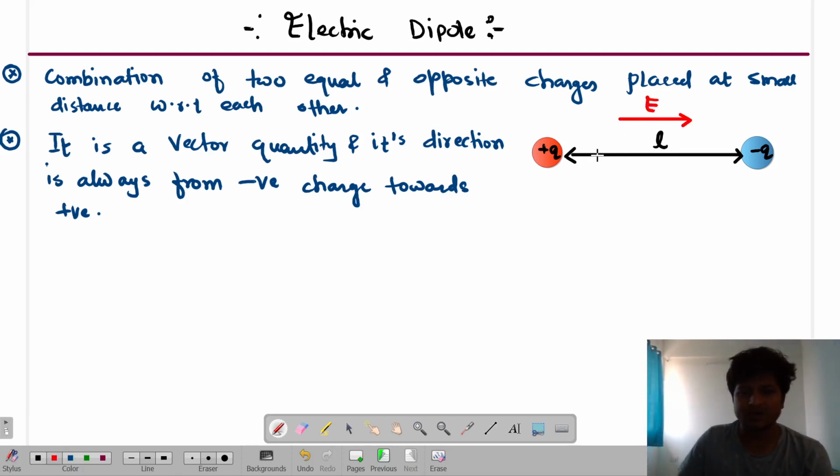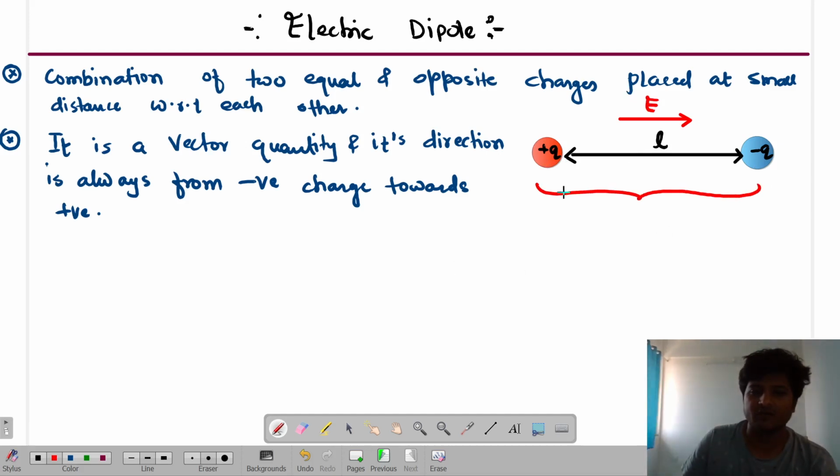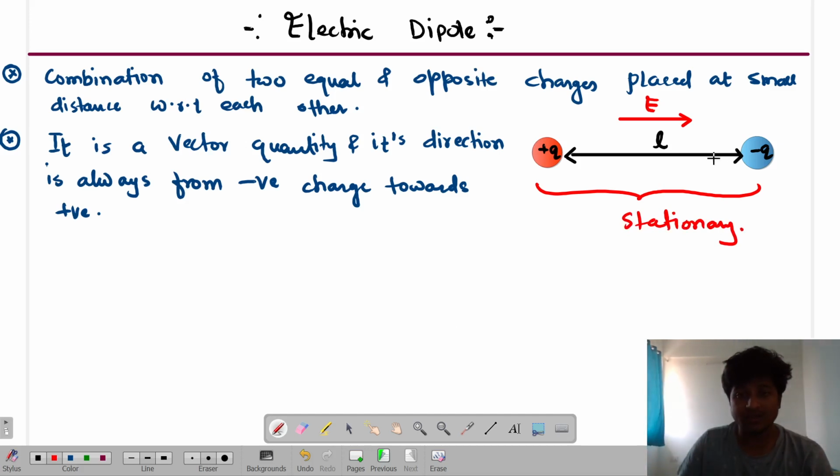Now, what is the meaning of that? That the plus charge will get attracted towards the negative charge, isn't it? But here, a dipole is actually that configuration where this plus charge and minus charge are fixed, means they are stationary. Are you able to get me or not? Yes, they are at rest, although they have the attractive force between them. Are you able to get me?